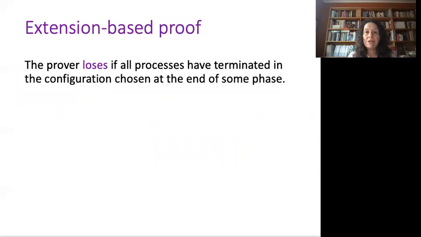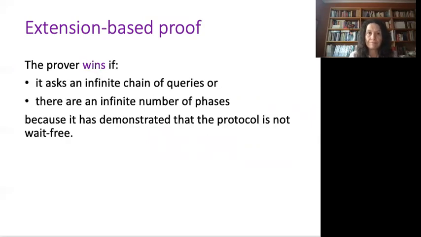This keeps on happening until the prover cannot start a new phase, because all the processes have output values and terminated in the configuration it chose. In this case, the prover loses. If the prover asks an infinite chain of queries, or there are an infinite number of phases, the prover has demonstrated that the protocol is not weight-free.